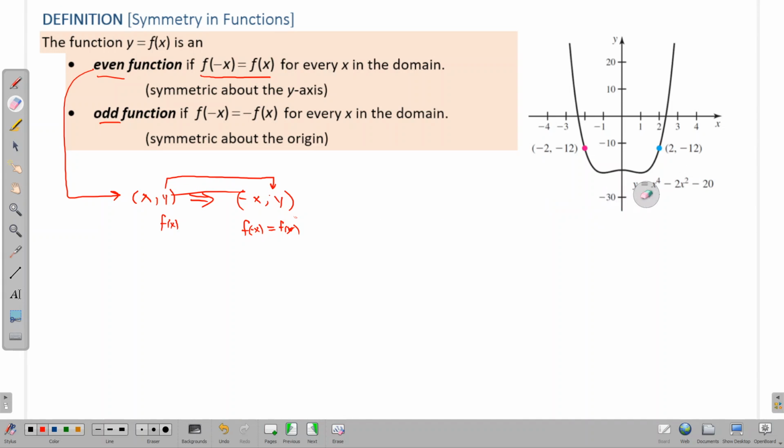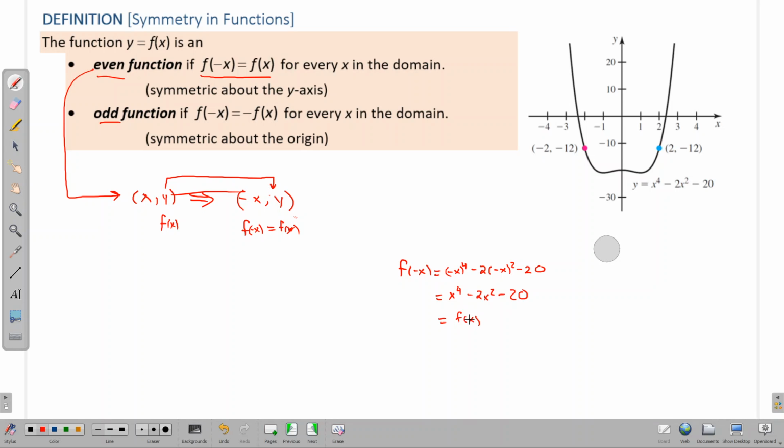Okay, so we see an example of that over here. This function, whenever you plug a negative into this, let's actually just do it. F of negative x, if we plug it into that function, would be negative x to the fourth minus 2 times negative x squared minus 20. If I simplify this, the fourth power is going to wipe this negative out on that term, so that's just x to the fourth. Then the even power here is going to wipe out that negative, so it's minus 2x squared minus 20. And this is the exact same thing as the original function. It's still f of x.